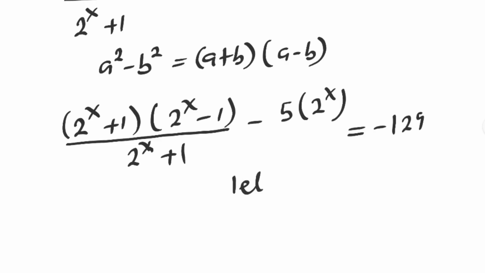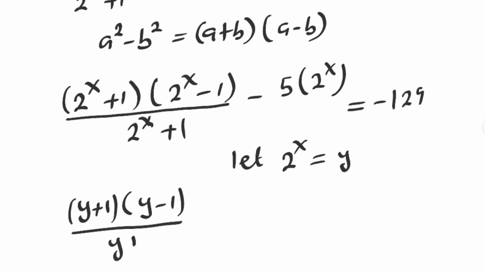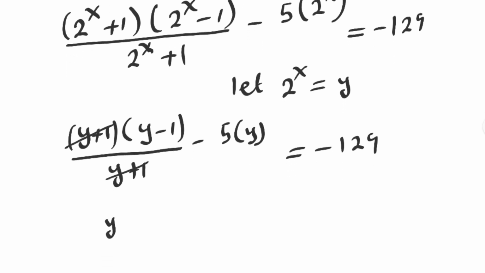Now let 2 raised to power x is equal to y. This is y plus 1 bracket y minus 1 over y plus 1, minus 5 bracket y is equal to minus 129. This cancels this. We have y minus 1 minus 5y is equal to minus 129.